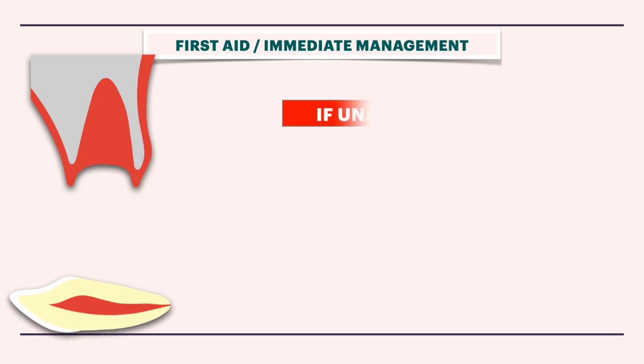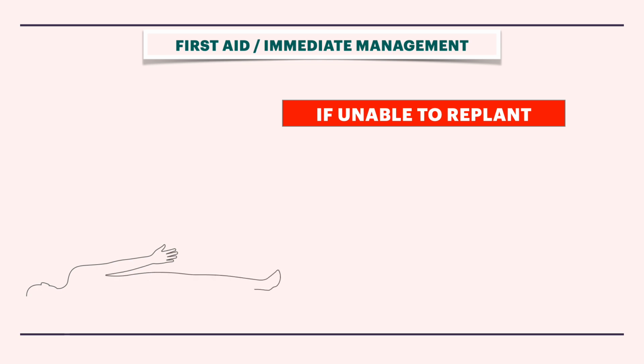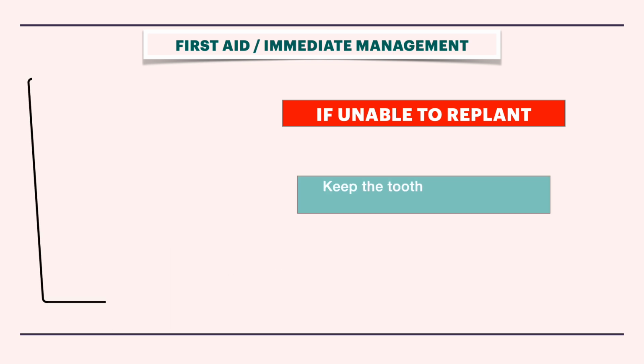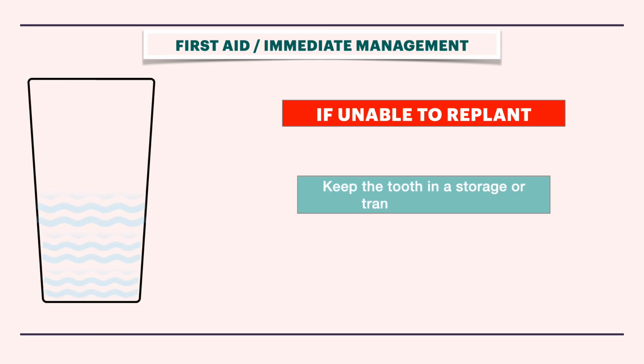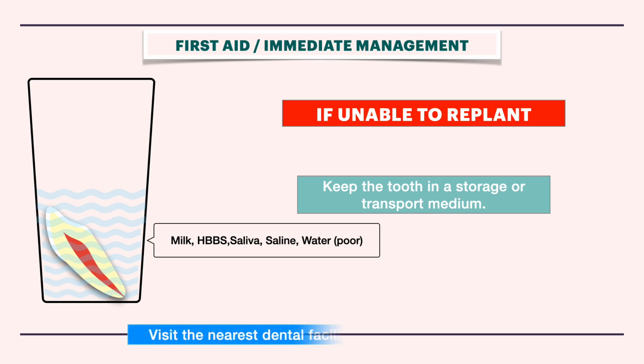If it is not possible to replant the tooth immediately, such as in case of an unconscious patient, the tooth should be kept in a storage media to prevent dehydration of the root surface. The recommended storage media includes milk, Hank's balanced salt solution, saliva, saline and water. In both cases, whether the tooth is replanted or not, the patient should visit the nearest dental facility for further management.